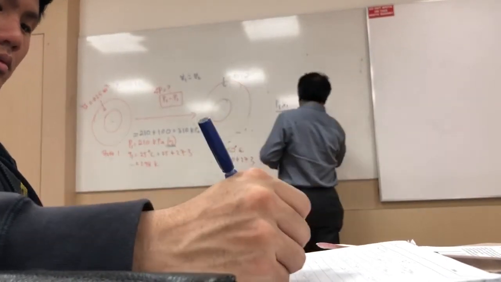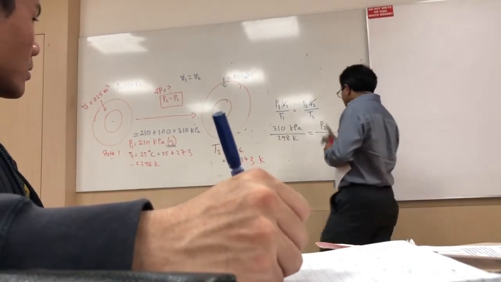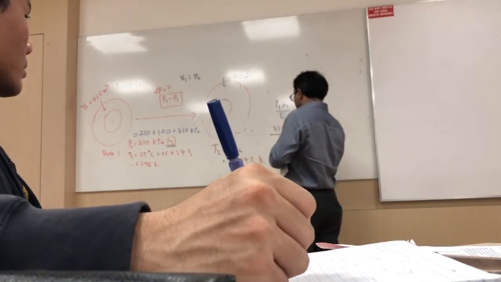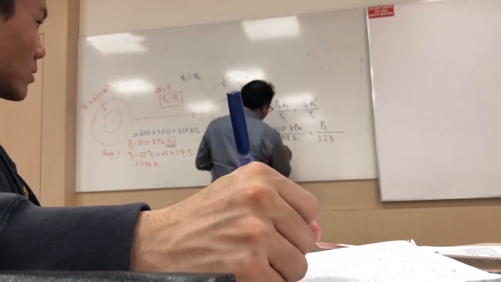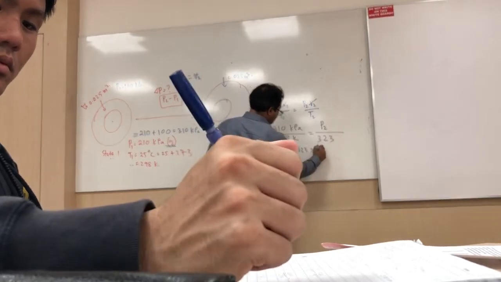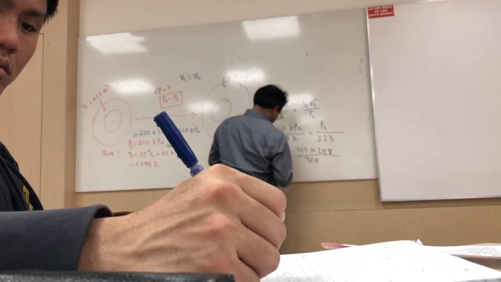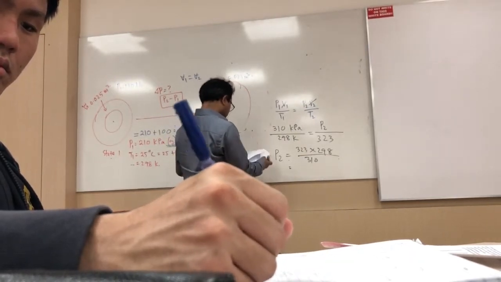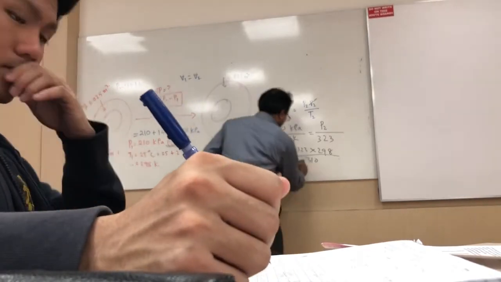What is P2? I am going to find out. And T2 is 50 plus 273, what is the number? 323. So what is the value of P2? 323 times 298 by 310. Then I get my answer here: 336 kilopascal.